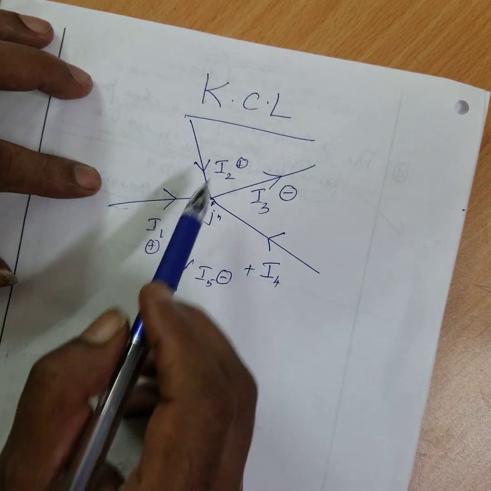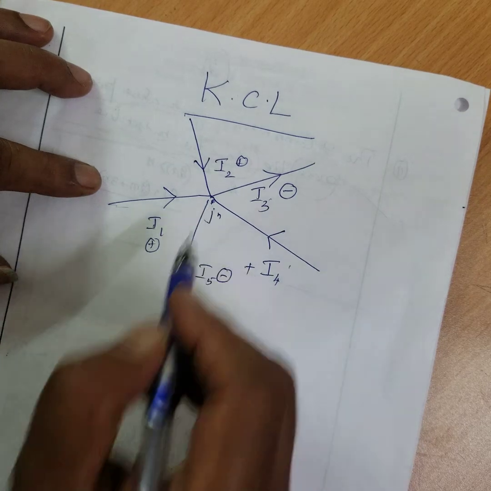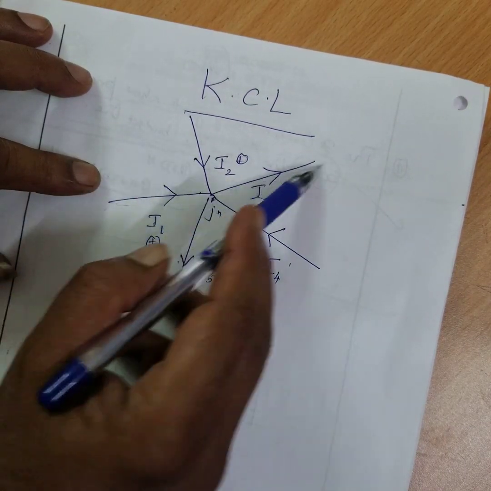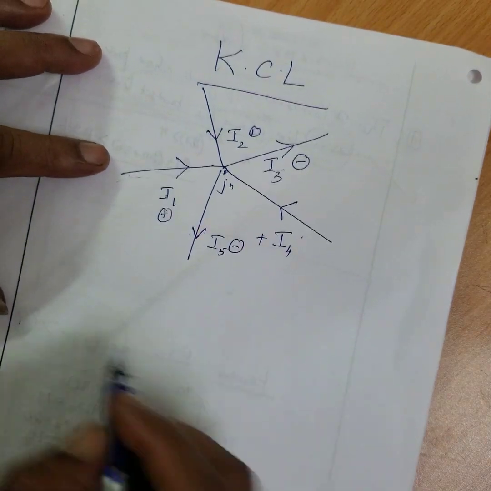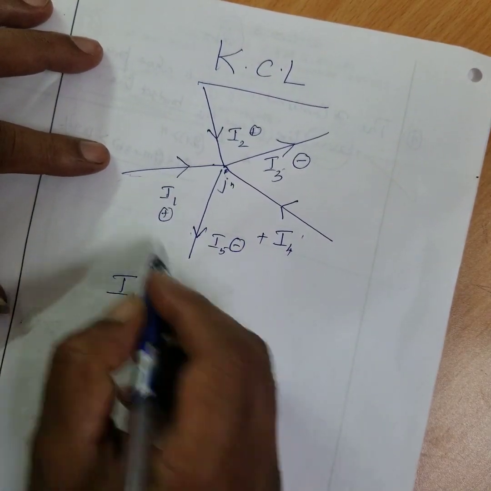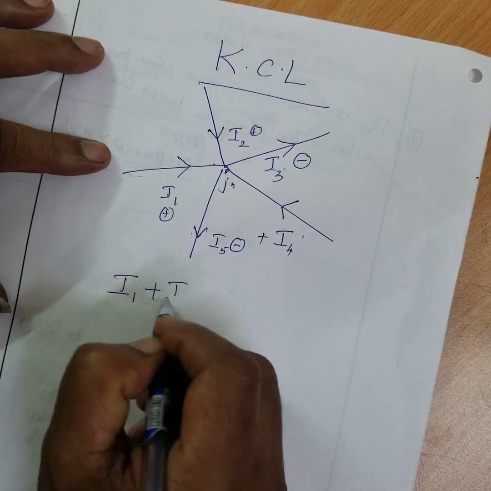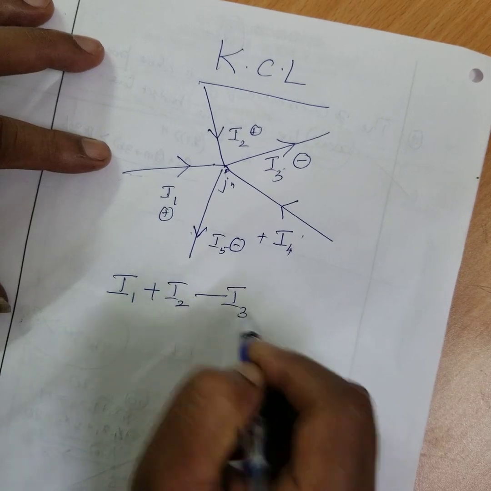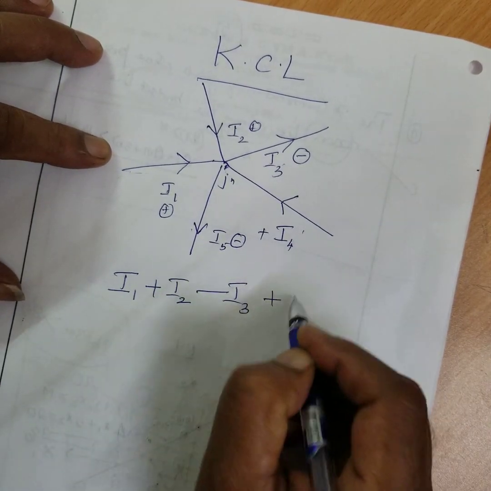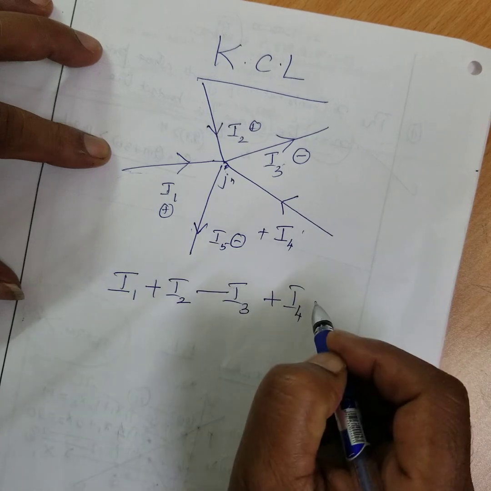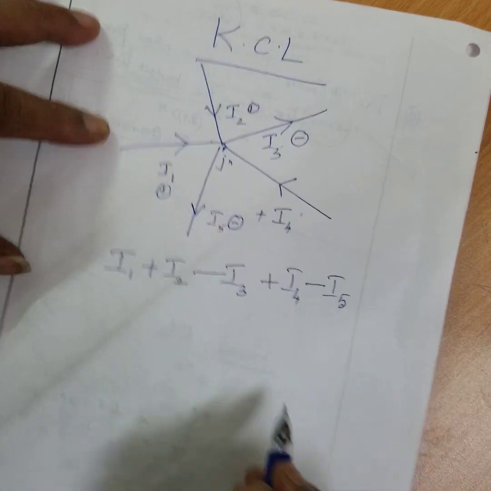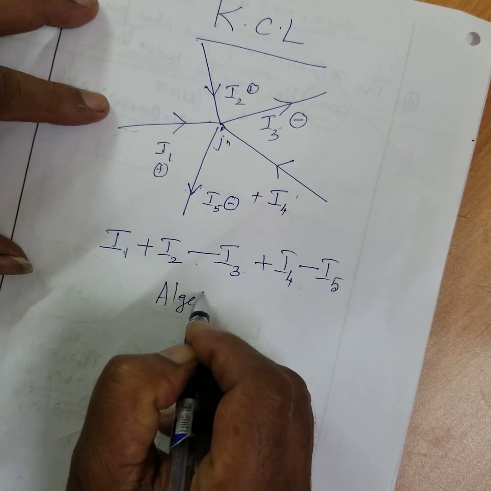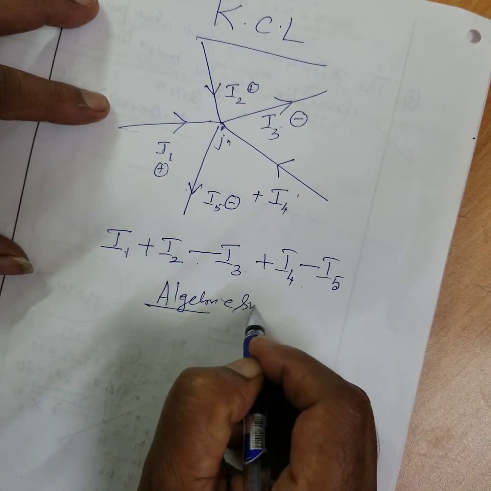Now I will write the currents I1, I2, I3, I4, I5 in the junction. Current entering the junction is positive. Current leaving the junction is negative. Therefore, what do I write? I1 entering, I2 entering the junction, I3 leaving the junction, I4 entering the junction, I5 leaving the junction. This has plus and minus, no? Therefore, this is called algebraic sum.